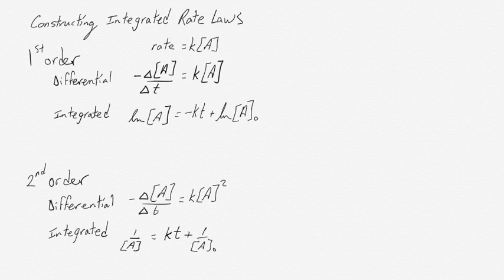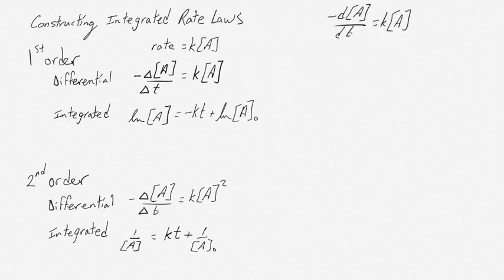A more appropriate way to represent a differential rate law is to use the d notation from calculus. And this would represent an instantaneous rate of change, so the gap between timestamps is very small. What we can do is use integration to move from this differential form to the integrated form. And in this video, we'll do that for first order reactions and for second order reactions.